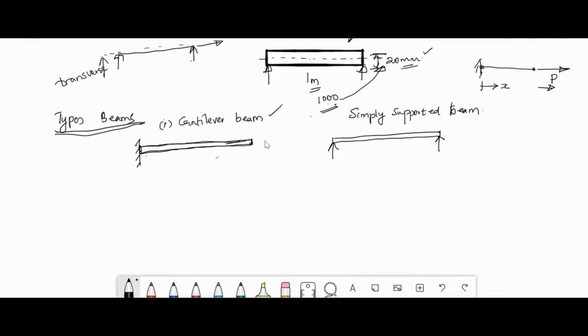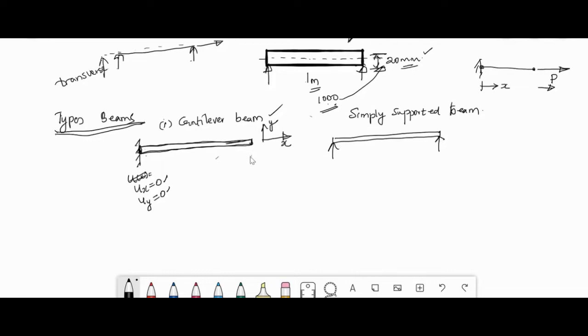Here you see this is the axial direction, X, and this is the transverse direction, Y. At this point, the displacement in the x direction is 0, that is, ux equal to 0. If it is a rectangular beam, there may also be a transverse displacement, uy equal to 0. Both the displacements are equal to 0.